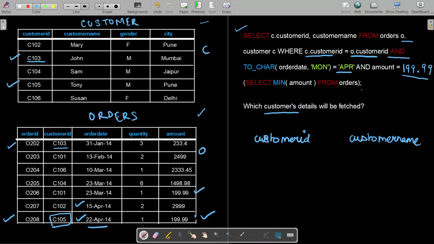So this particular row will be joined with the last row, and from that we need to fetch the customer ID and the customer name. So customer ID will be C105 and customer name as given here is Tony. So the customer whose details will be fetched is Tony. So Tony will be the answer to this question. Now let's move on to the next question.